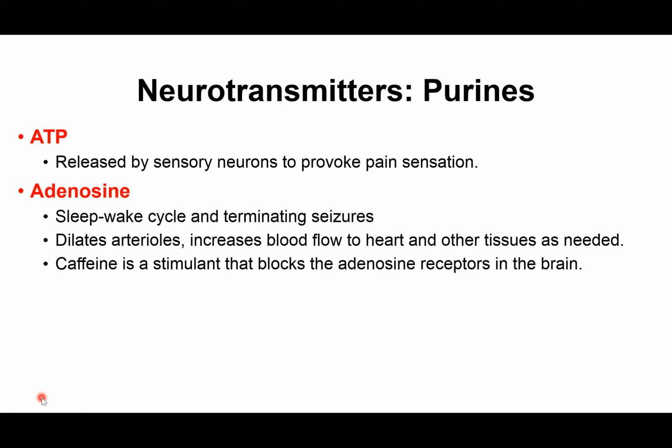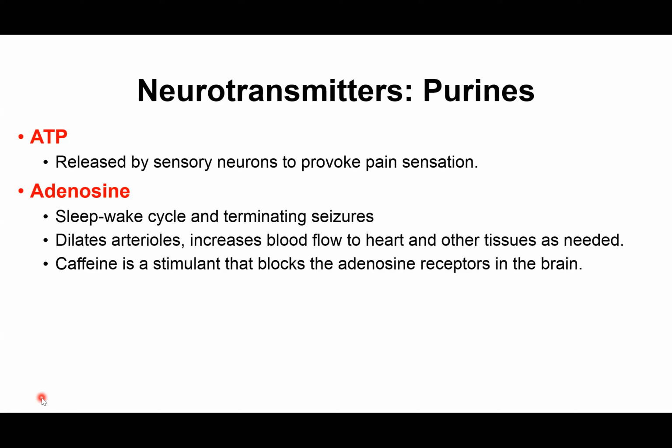And the other molecule here is adenosine. And adenosine is a very potent inhibitor in the brain. And so adenosine is responsible for our sleep-wake cycle and also for terminating any seizures. It works by dilating the arterioles and increasing blood flow to the heart and other tissues as needed.